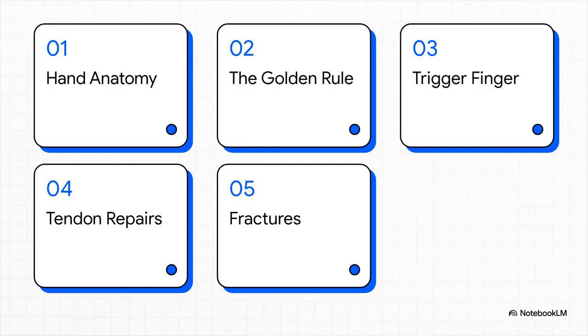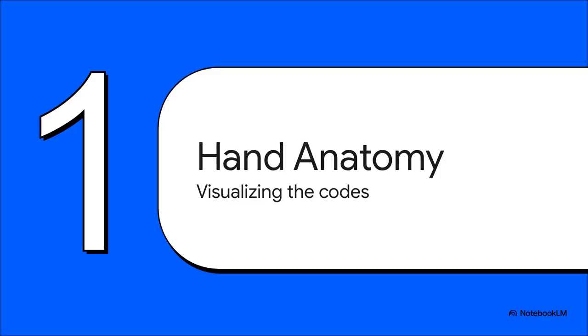Here is our roadmap for today. We're looking at hand anatomy, the golden rule for coding digits, how to handle trigger fingers, complex tendon repairs, and finally, fractures and pins. All right, section 1, hand anatomy.